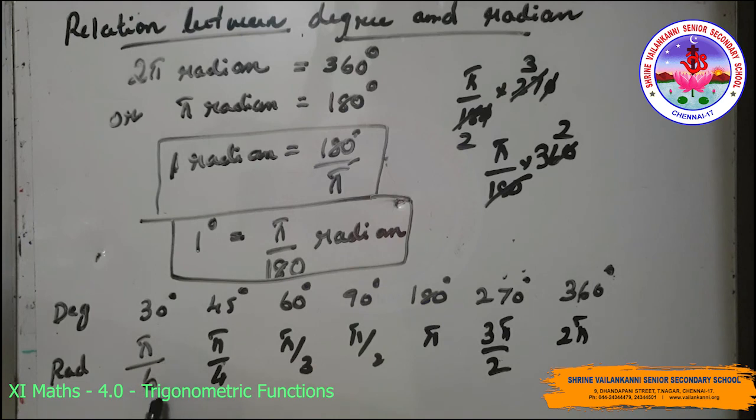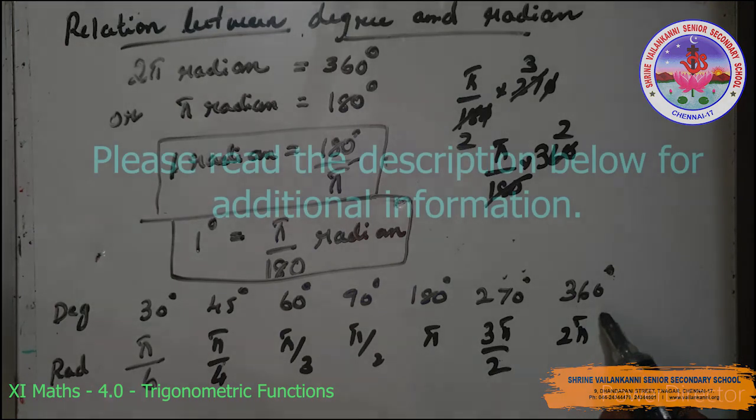So 30 degrees is pi by 6, 45 degrees is pi by 4, 60 degrees is pi by 3, 90 degrees is pi by 2, 180 degrees is pi, 270 degrees is 3 pi by 2, and 360 degrees is 2 pi.